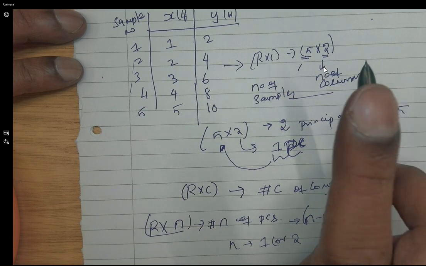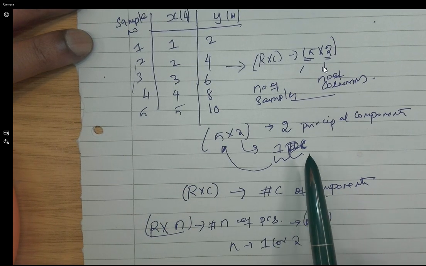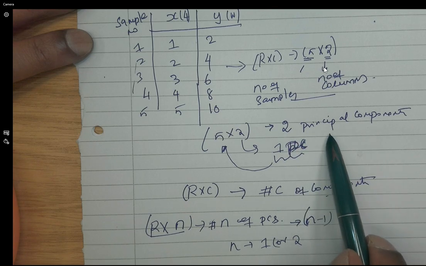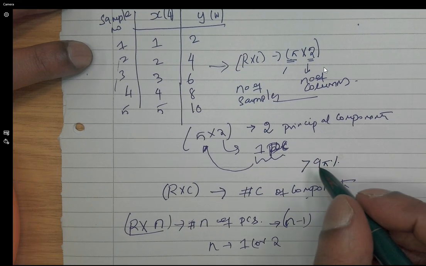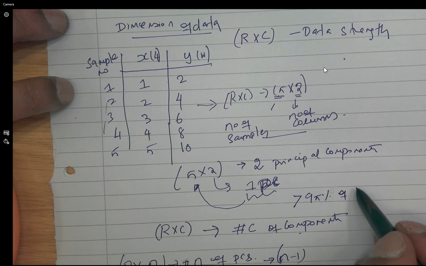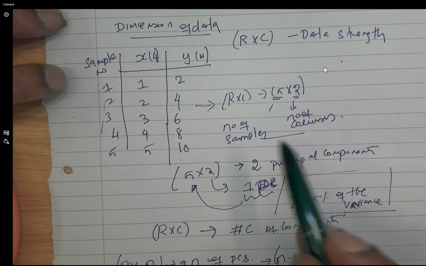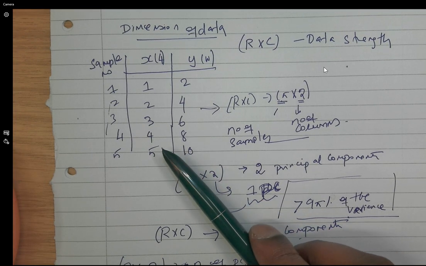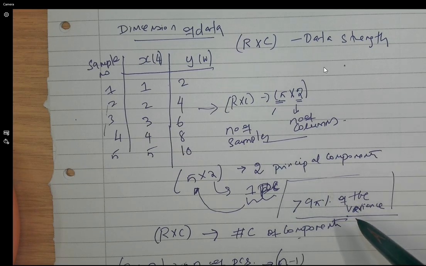But the game in PCA is you have to identify how many principal components you need in order to capture roughly 95% of the information in the original data set, or the mathematical word is 95% of the variance in the data. So this is the main game in PCA. You have to identify not only how to reduce the dimensions of the data, but also how many dimensions, or principal components, you need in order to capture roughly 95% of the variance in the data.